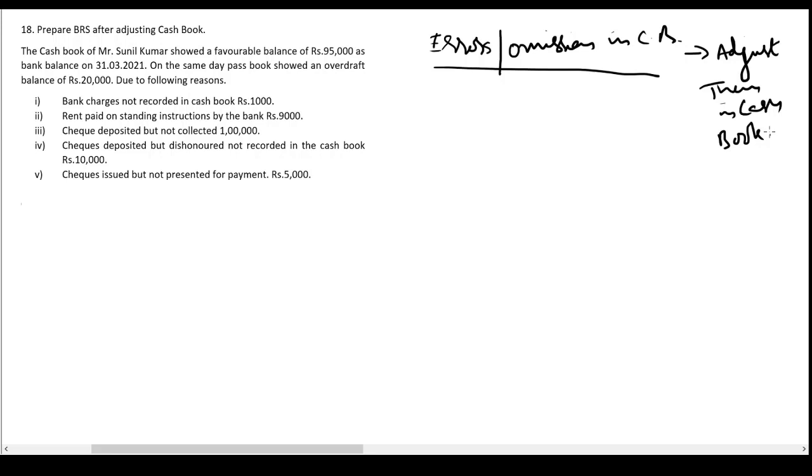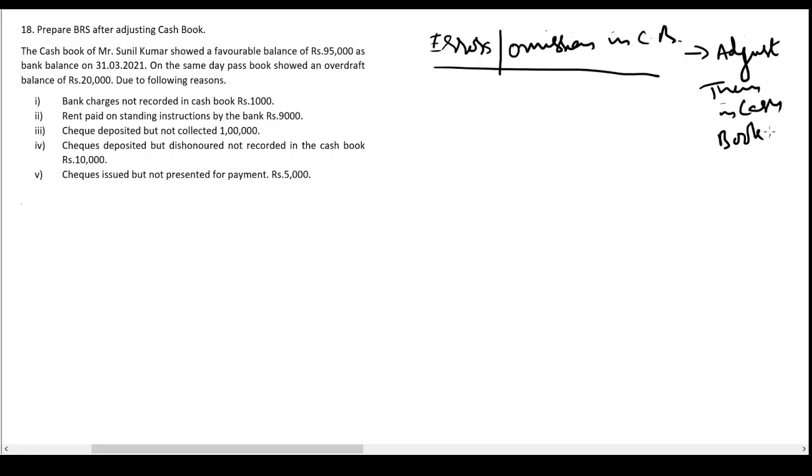So now when the problem asks you to prepare BRS after adjusting the cash book, that means if there are any errors or omissions in our cash book, those things have to be corrected by making suitable entries in the cash book, and with the adjusted cash book balance we have to arrive at the passbook balance. Okay, so this is the adjusted cash book method.